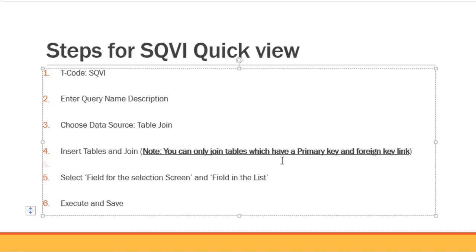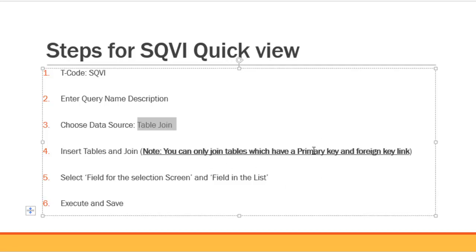So if you're using two tables and there is no foreign key link between those two tables, you cannot use them in the SQVI report. You cannot use them for a table join. So the condition for using the table join is that the tables that you use have to have a foreign key link with the primary key within those tables.